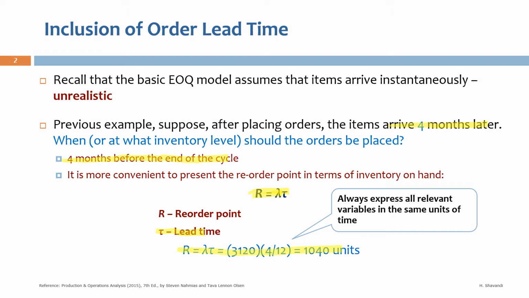As you remember, lambda was 3,120 units per year. So tau, the lead time here, is 4 months. Since the demand is in years, we need to transfer the lead time into years as well. So 4 divided by 12. So at the end, we will have 1040 units. So anytime that inventory level reaches this point, 1040, we will place our order. Okay.